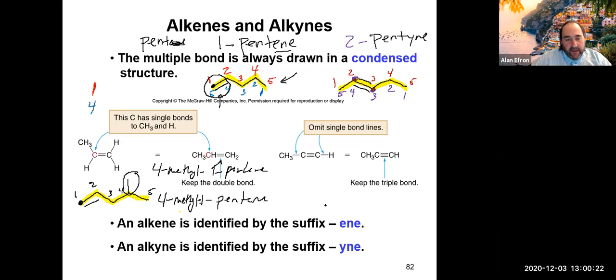So 4-methyl-1-pentene. So once you lock into place which way you have to number to give either the double bond or the triple bond the smaller number, every other group that might be there needs to be numbered accordingly. Any questions on that there?